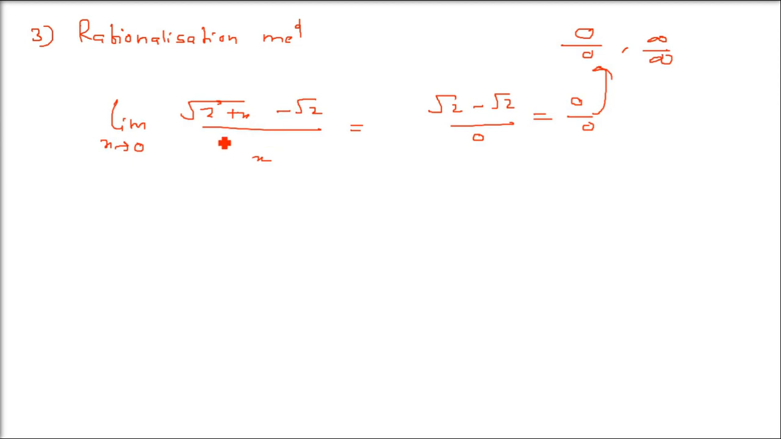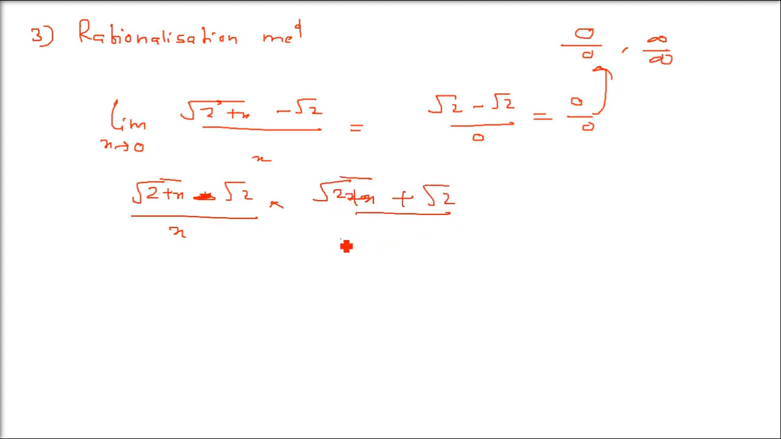We will do the rationalization here. So we will multiply numerator and denominator by the conjugate, or the rationalization factor, of the numerator. Let's see here. So we will multiply numerator and denominator by root of (2 plus x) plus root 2. Numerator, denominator. So (a plus b)(a minus b), again a square minus b square we can use.